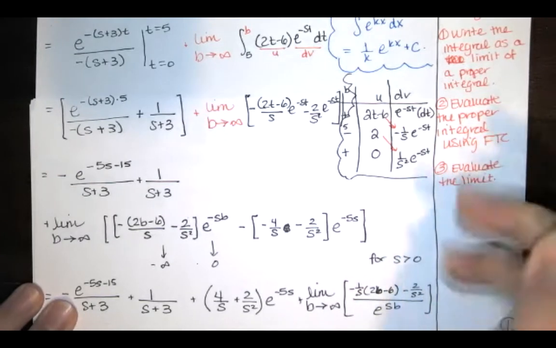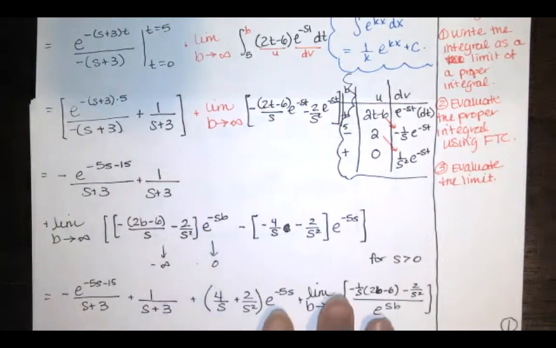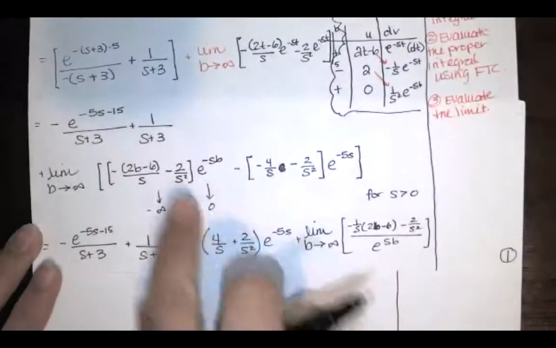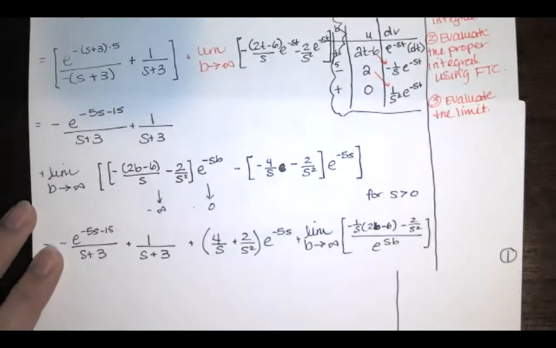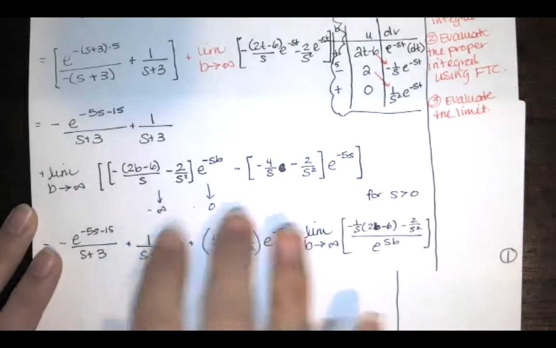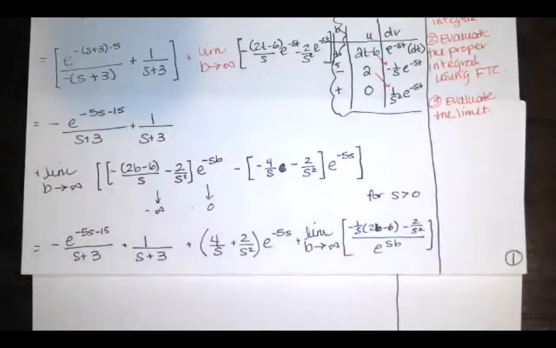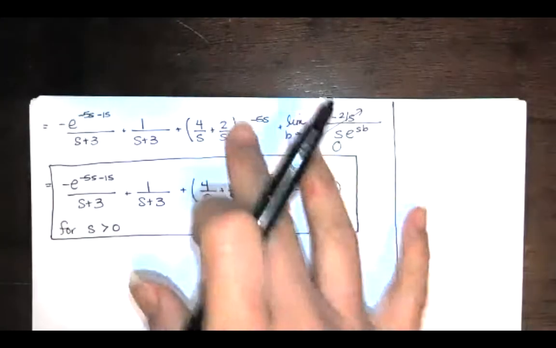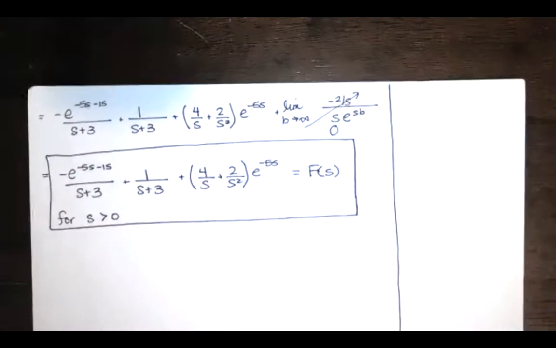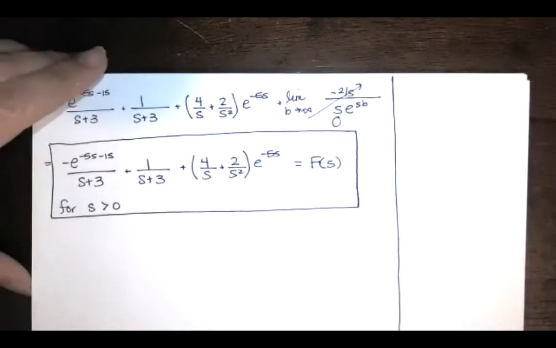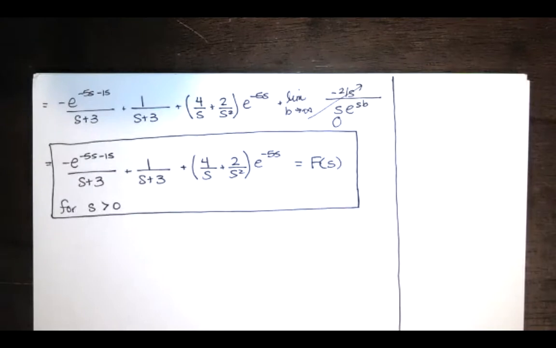And the limit of this piece turns out to be 0. But to prove that it's 0, we say, well, this is a negative infinity times 0 indeterminate form, so let's write it as a quotient so we can apply L'Hopital's rule, and we did. Okay.